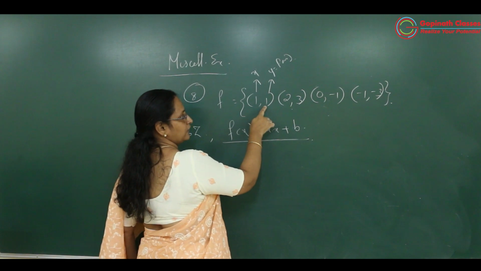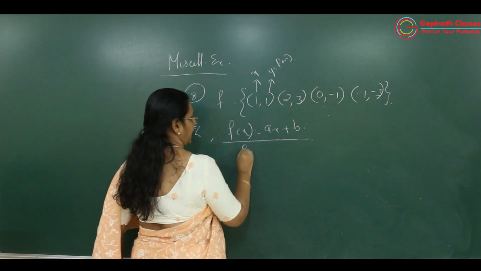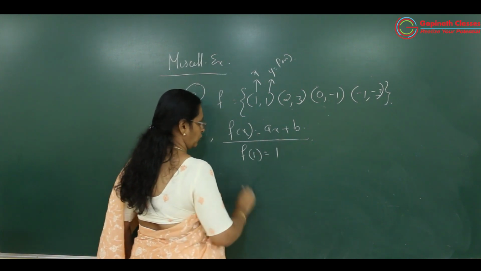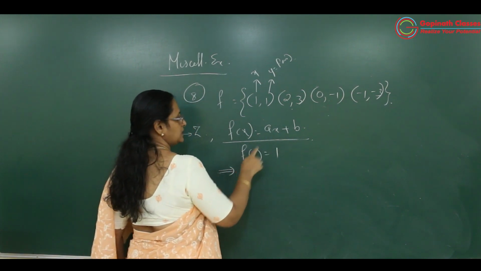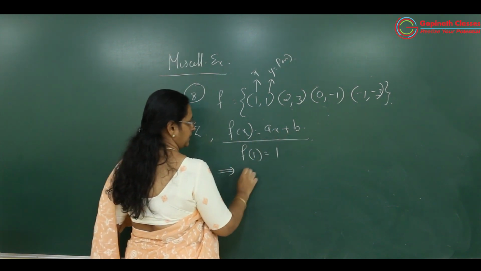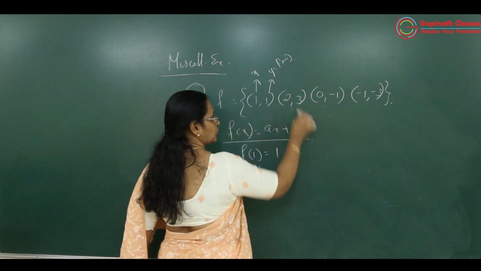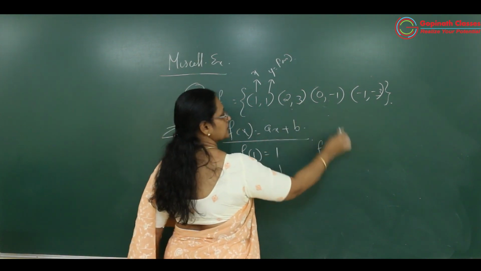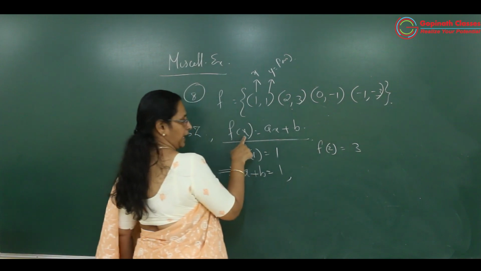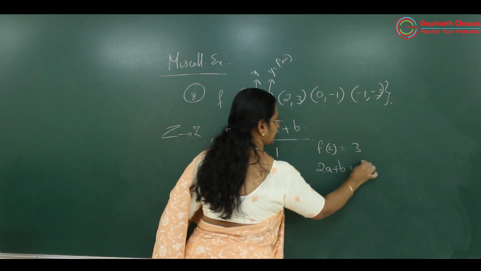So for the first pair, x will be 1, so f(1) is 1. What does this mean? In place of x, we put 1, so it is 1a plus b, that means a plus b equal to 1. Now what is f(2)? f(2) is nothing but 3. Here x will be 2, so 2a plus b is nothing but 3.